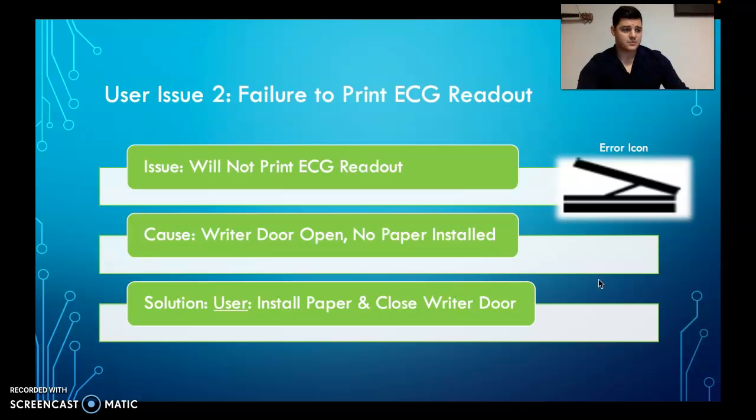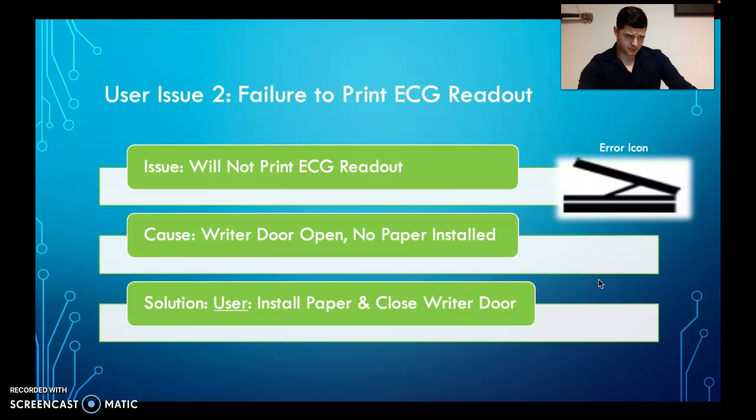Again, no other equipment or tools are really needed for this outside of the printer paper that should already be provided with the unit. And it's a simple plug and play for the user, so they're just going to reinstall the paper, and they're going to close that writer door. And then as far as verifying the solution, we're just going to reattempt to print out that ECG readout and see if we're successful. And no other error codes pop up at this time. User pops in the paper, closes the writer door, and we're good to go. We're able to get the printout.